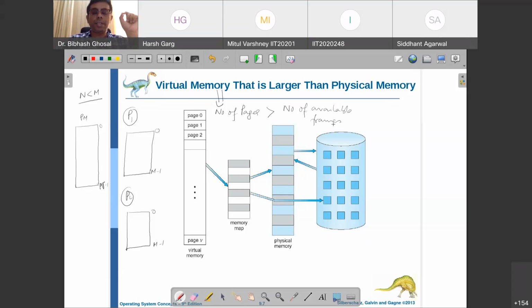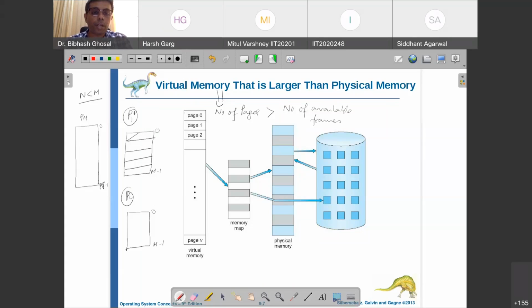The easiest solution is: do I really need to keep all the pages of this virtual address? Do I need to keep all the pages of process P1? So when I am working with process P1, I see that there are, let's say, some 4 to 5 pages of P1. Are you requiring all the 5 pages? This is the question. Do you really require all the 5 pages when you are working with P1? The answer is no. Why?